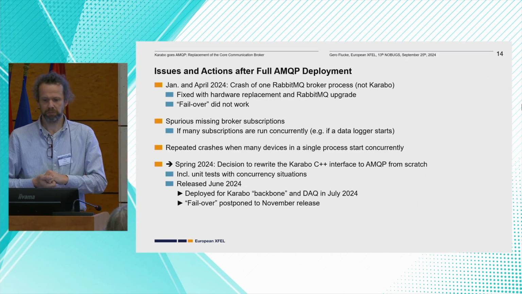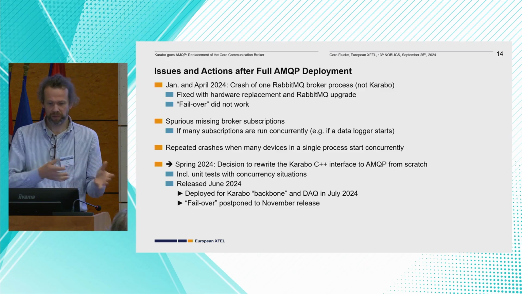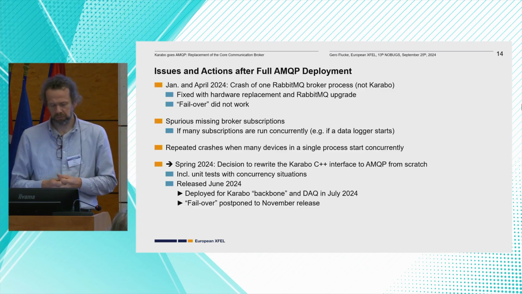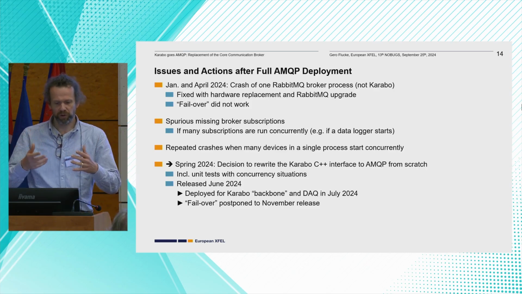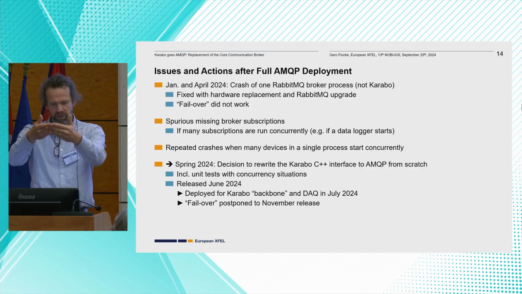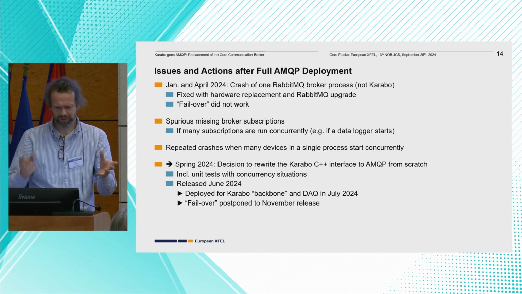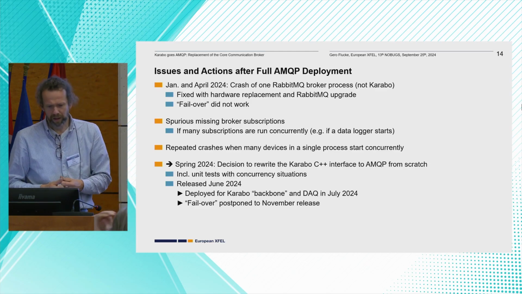Then we saw that even the RabbitMQ broker crashed twice. So on our IoT division, we replaced some hardware which was a bit oldish and upgraded Rabbit on there. Since then, we have no problem with that anymore. But we also noticed that the failover, meaning the loss of the broker connection and then the reconnect, did not work. We also saw, oops, spuriously, sometimes some subscriptions for signals are not there, especially when we had many subscriptions taking place concurrently.